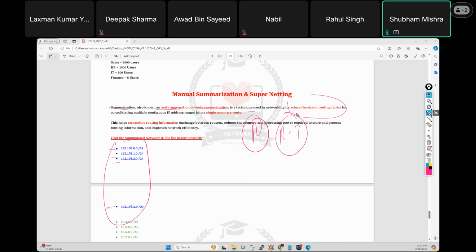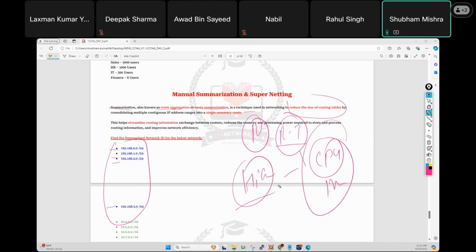So what I'm telling you, guys, let's suppose how many network IDs here? 1, 2, 3, 4. Total 4 network IDs. It means this router installs all the 4 network IDs in its routing table, and processes each and every network ID one by one. It means the CPU utilization and memory will be utilized high. High memory, high CPU utilization, right?